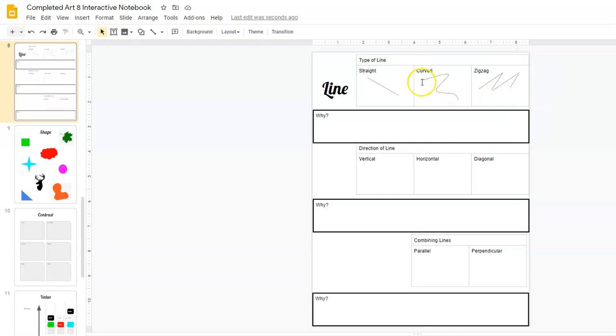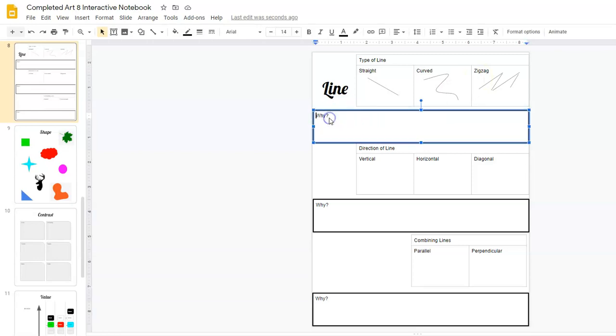The C in the word curved is a curved line. The Z in the word zigzag is a zigzag line. Why is it important to know these? It is important to know your different types of lines so that you can have variety.